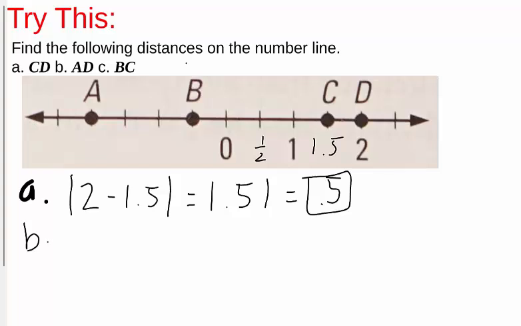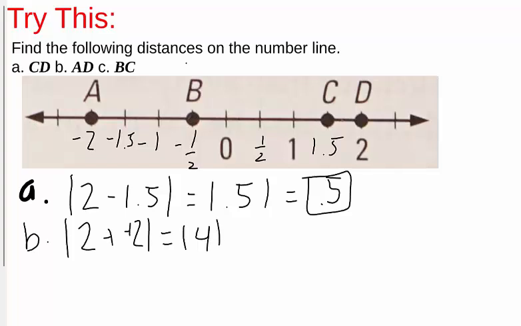All right, for B. A to D. Again, we know D is 2, so let's count. This is -1/2. So there's -1, -1.5, -2. So A is -2, D is 2. So 2 minus a -2 is equal to, well, 2 minus a negative is plus a positive. It's the absolute value of 4. So the answer is 4.